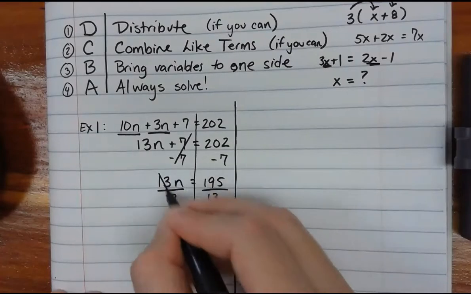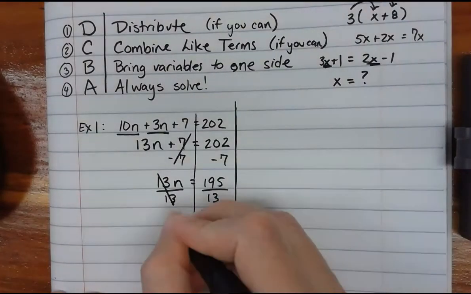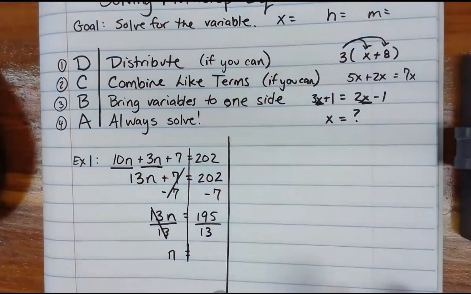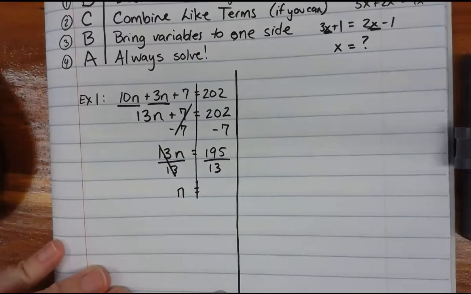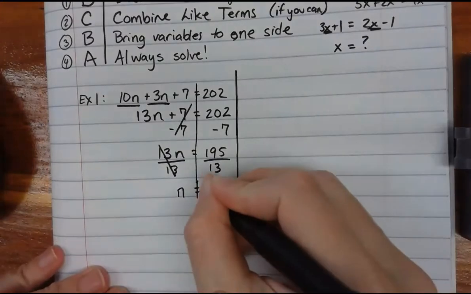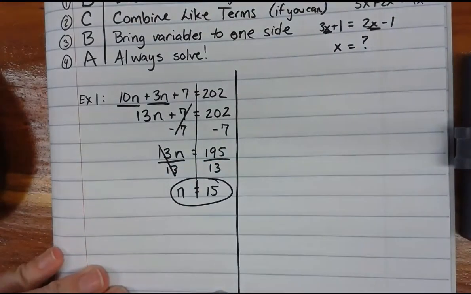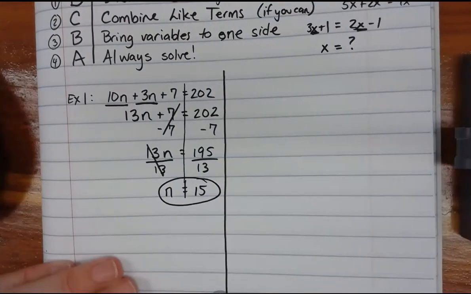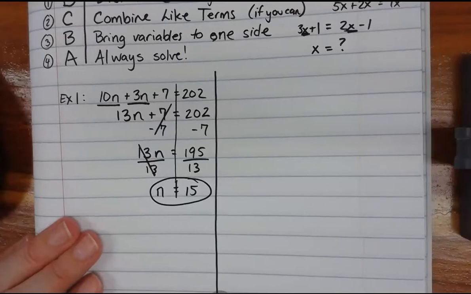And of course the last step: these are attached with multiplication, so I'm going to divide. 195 divided by 13. 13 divided by 13 cancels, and we're left with n, which is good. That's our goal, to get the variable by itself. 195 divided by 13, again, you can type that in your calculator, is 15. And so my final answer is n is equal to 15. So that is one example of how these equations work.